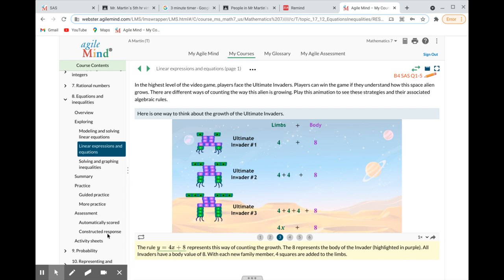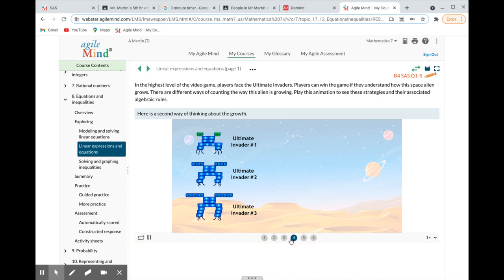All right, so looking at this, our rule that we have here is that y equals 4 times x plus 8, and that represents the way of counting the growth. The 8 represents the body of the invader. That's highlighted in purple, and we know that all the invaders have a body value of 8. So with each new family member, 4 squares are added to the limbs, just like Sophia said. Vincent, I want you to take a look at what's happening here. Tell us what's going on.